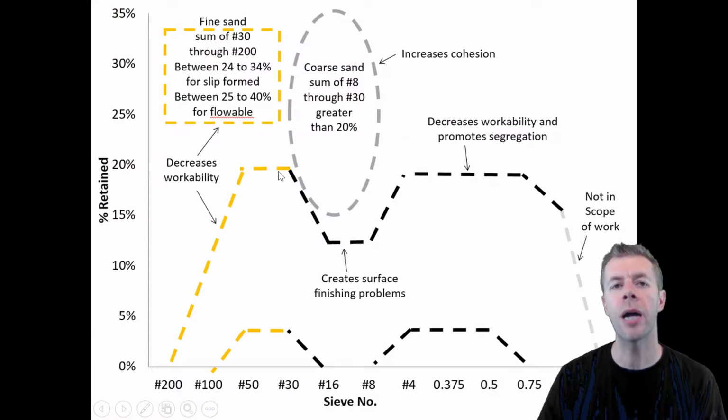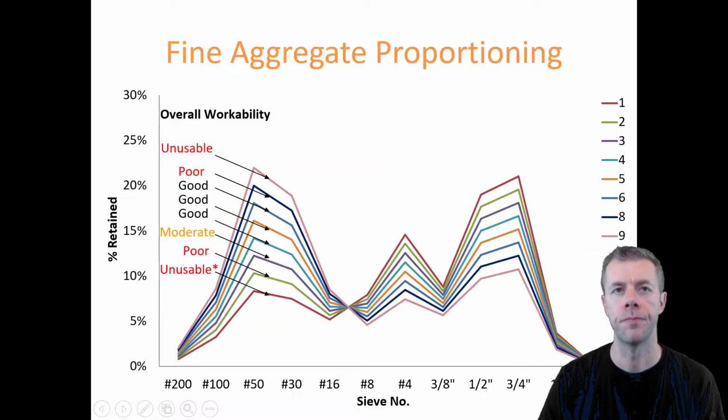Let's move into the back part, the fine sand part. Again, we have boundary limits and we have an equation, a calculation you have to meet. And there are two different ones here: one for slip form pavement and one for flowable concrete. Slip forming and flowable concrete. They're both a little bit different.